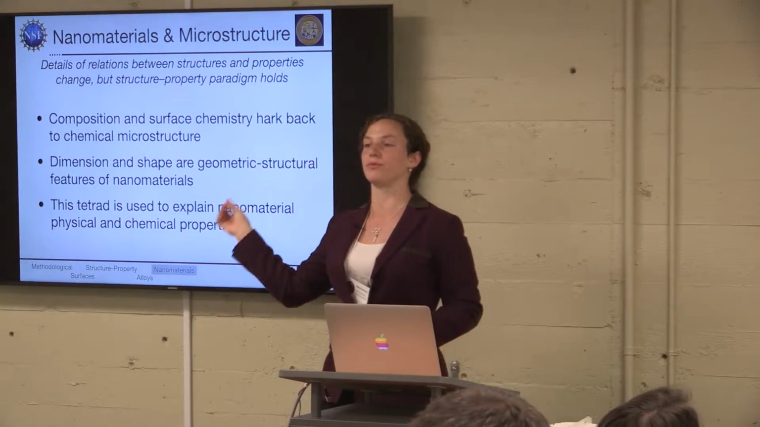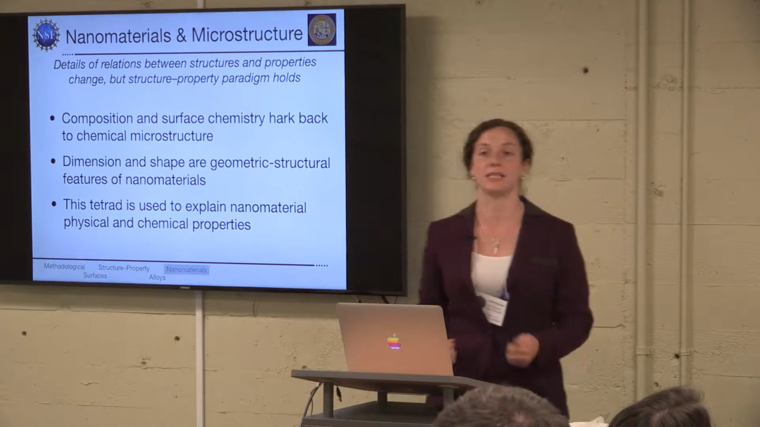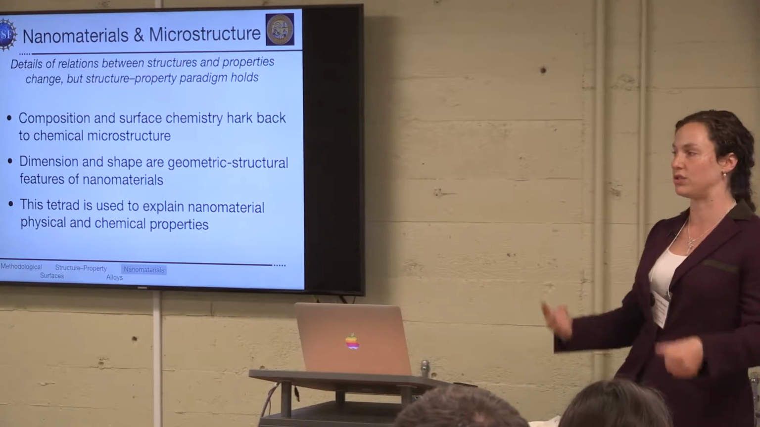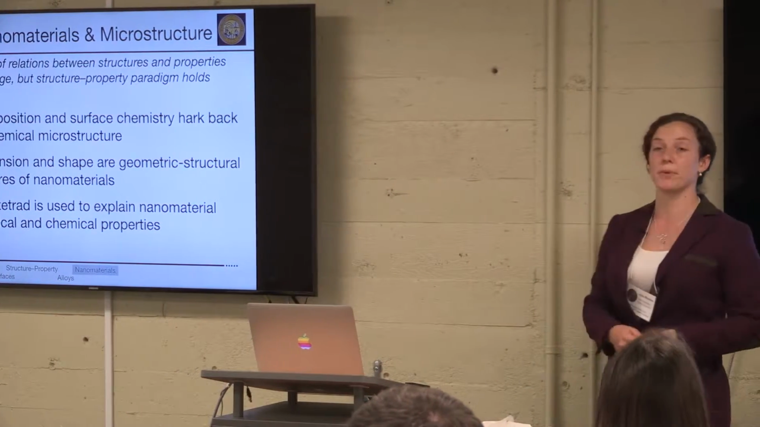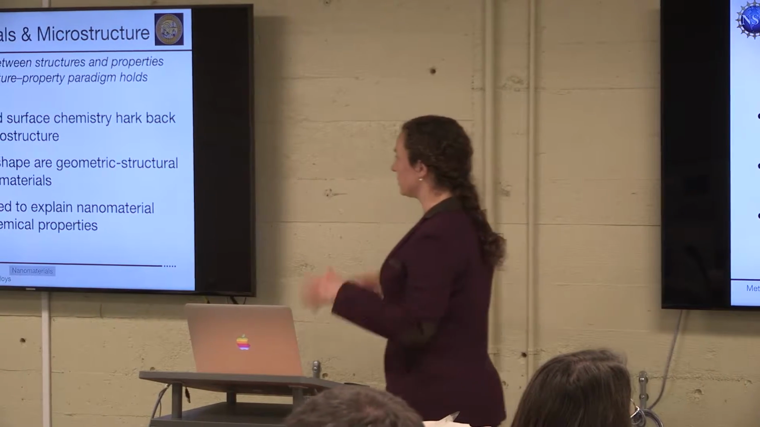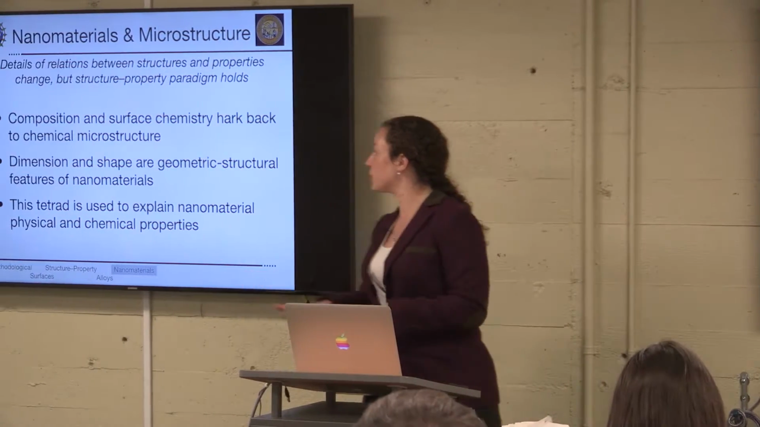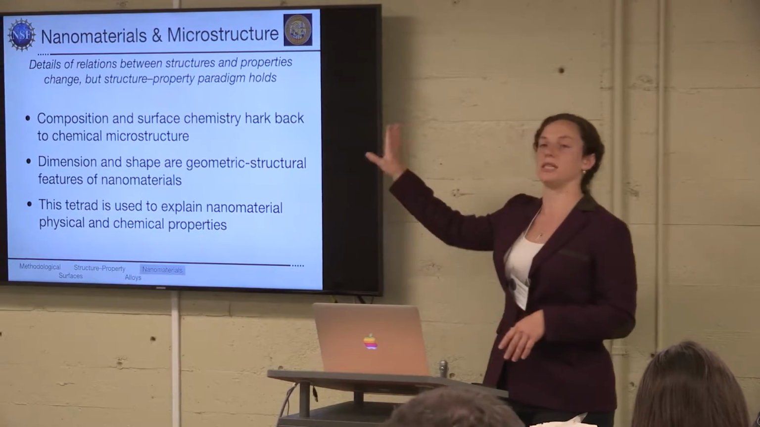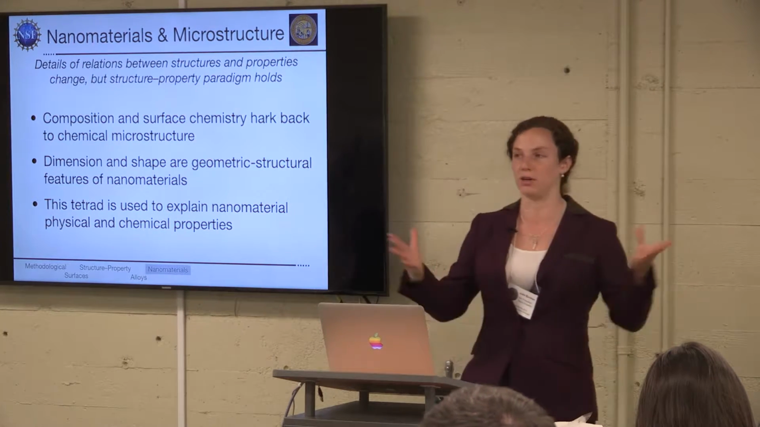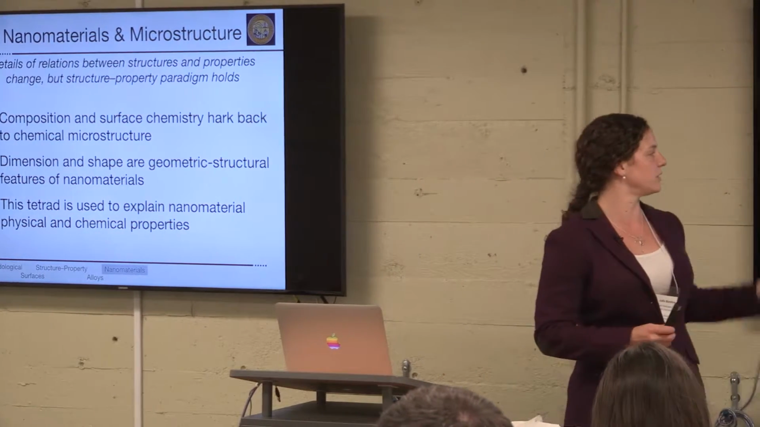It's still structural features of the surface that are going to give rise both to the stabilizing action of capping agents and nanomaterials, and then also to the electronic properties that we're interested in, whether they're optical or electronic properties. So composition and surface chemistry, we actually see them go back into these notions of chemical microstructure. I showed you chemical microstructural pictures of surface action in nanomaterials.